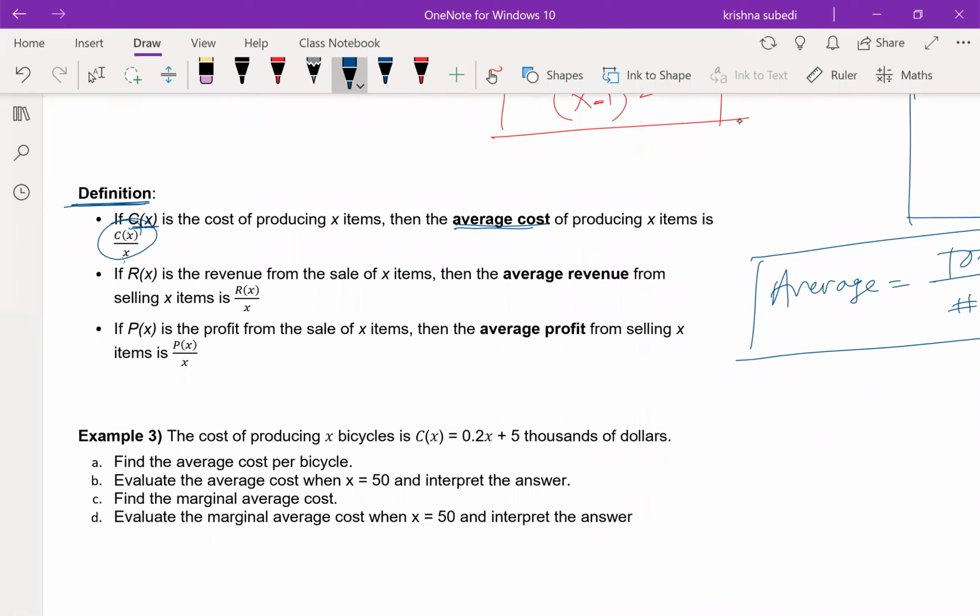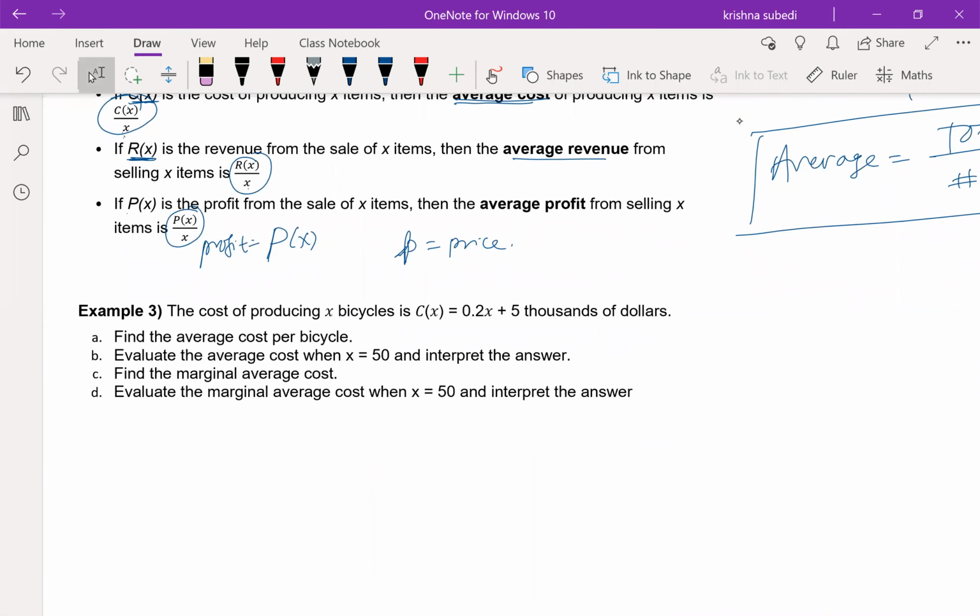By the same token, if total revenue is given by R of X, then the average revenue will be R of X over X. And if P of X is the total profit, then the average profit will be given by P of X over X. I just want to remind you one thing: in this course, the uppercase P will be used for profit, and the lowercase p will be used for price. Okay, just keep that in mind.